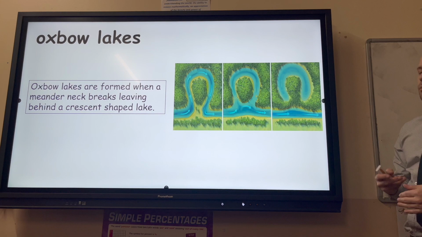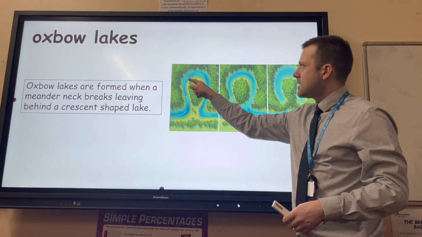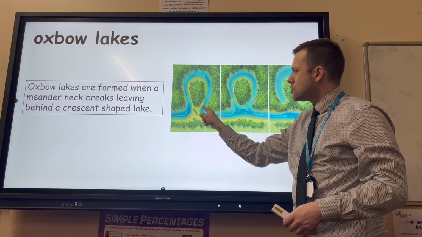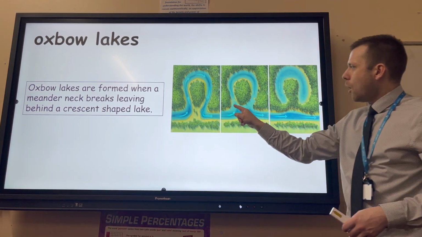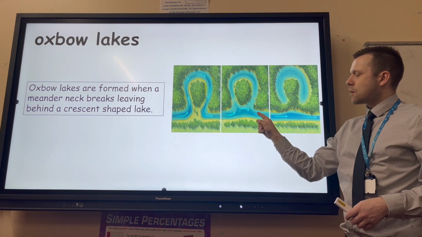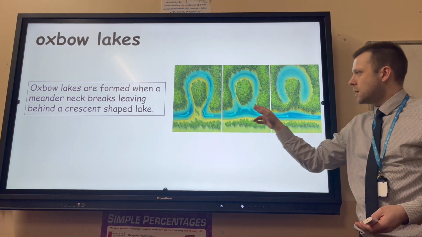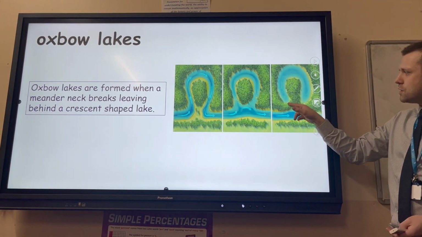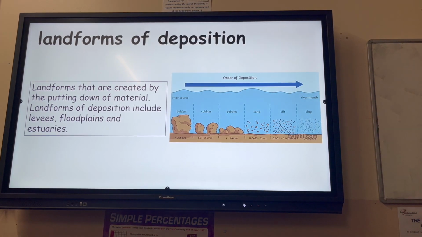Oxbow lakes are formed by this constant erosion and deposition. So as you can see here, the meander, the bend in a river, erosion is taking place there and there, creating the meander neck. Over time, this neck gets closer together, and during high river discharge, such as a flood, it breaks through. Deposition then seals off the old meander, creating an oxbow lake.